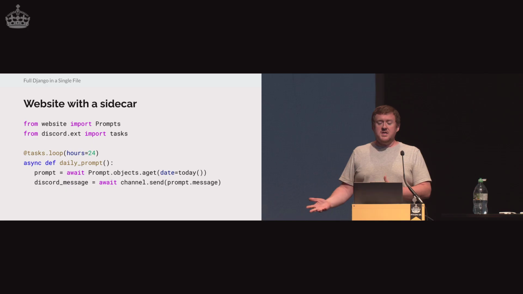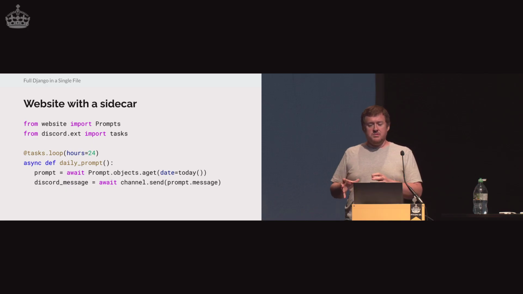And I then have a sidecar, a separate Python script running a Discord bot. Because a nanodjango script doesn't automatically run anything when it's read by Python, my bot can import it and access the models and the ORM completely independently of any web process. So in this code, once a day it pulls out today's prompt from the database and posts it to the main channel.